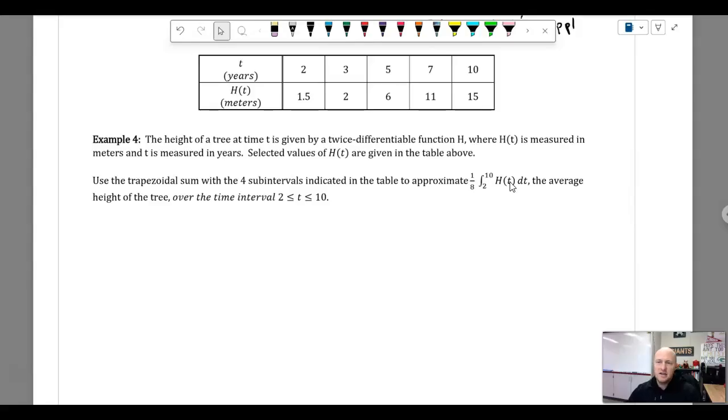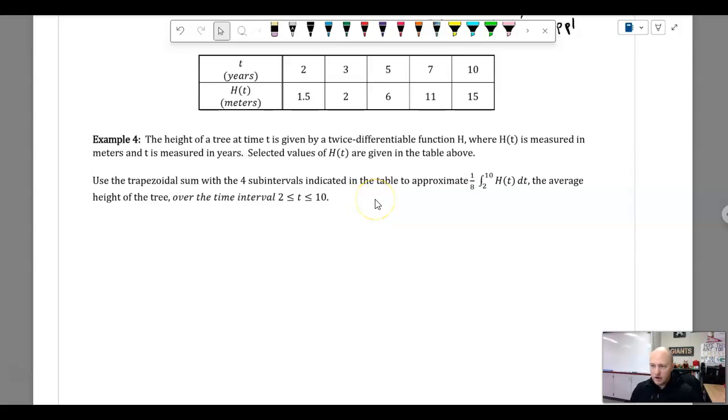This one says the height of a tree at time t is given by a twice differentiable function h, where h is measured in meters and t is measured in years. Select values of h of t are given in the table above. They say use the trapezoidal sum with 4 subintervals indicated in the table to approximate 1/8 of the integral from 2 to 10 of h of t dt, the average height of the tree over the time interval 2 to 10.